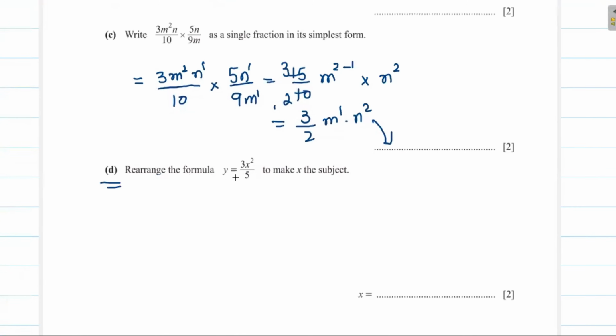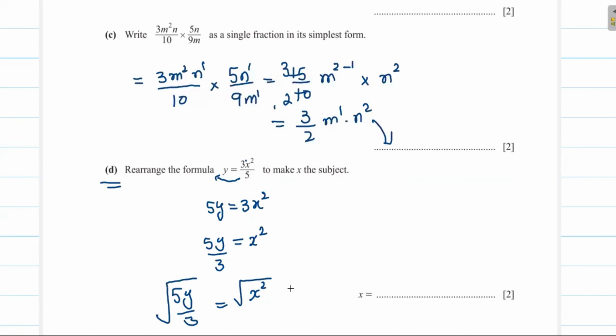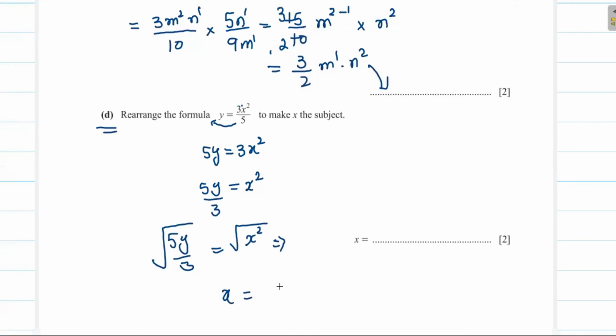Part D, rearrange the formula y equals 3x square over 5 to make x the subject. It's very simple. We shift 5 from right to left side. We get 5y equal to 3x square, and therefore x square will be equal to 5y over 3. Now to find x, we take square root on both sides. We get x equals square root of 5y over 3, and you can put the plus minus sign when you take the square root.